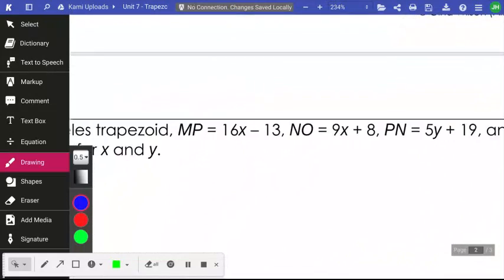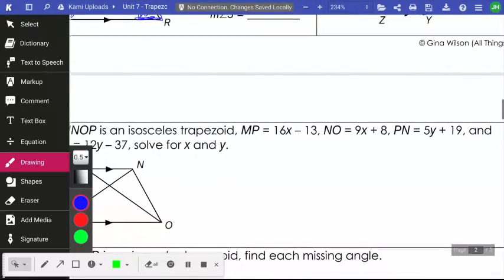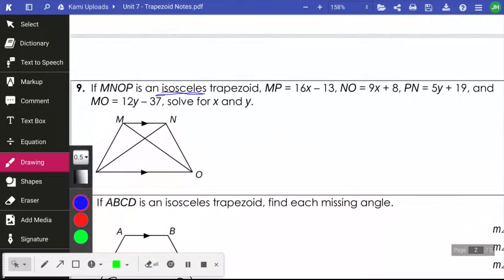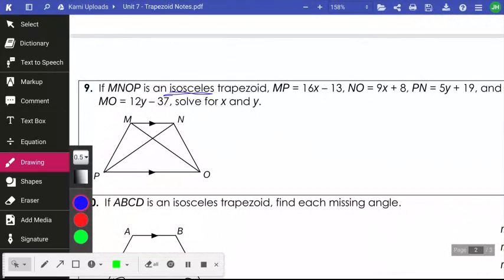All right. So we have this isosceles trapezoid. If it doesn't say isosceles, then that list of things are not true, okay? So just make sure you follow that. We're going to first look at MP. We're looking for X and Y. If you notice, MP and NO both have X's, and then PN and MO have Y's. So if you look here, MP and NO are those non-parallel sides, and in an isosceles trapezoid, those are congruent.